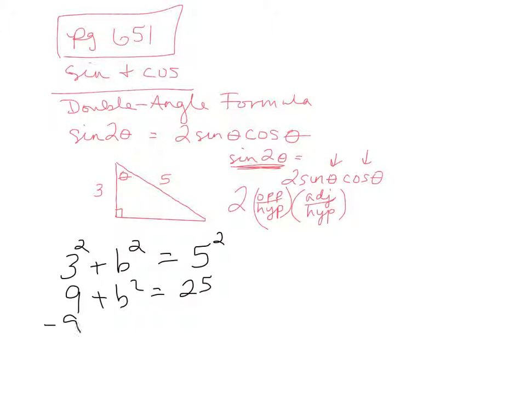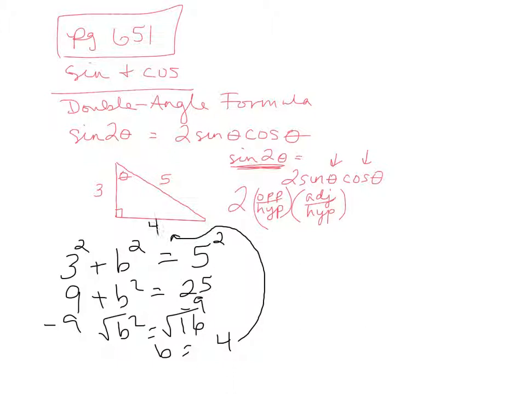So b squared is 16. And so b is the square root of 16. Well, that's nice. That's just 4. Well, isn't that pretty? So I'm going to fill that 4 in right here. 3, 4, 5 is my triangle. So I have all 3 sides. So now I'm going to finish this problem.